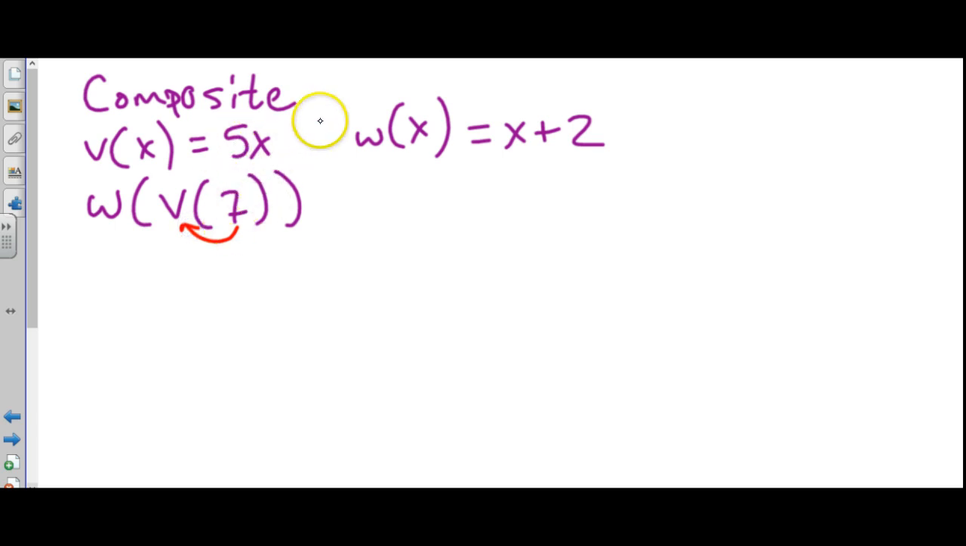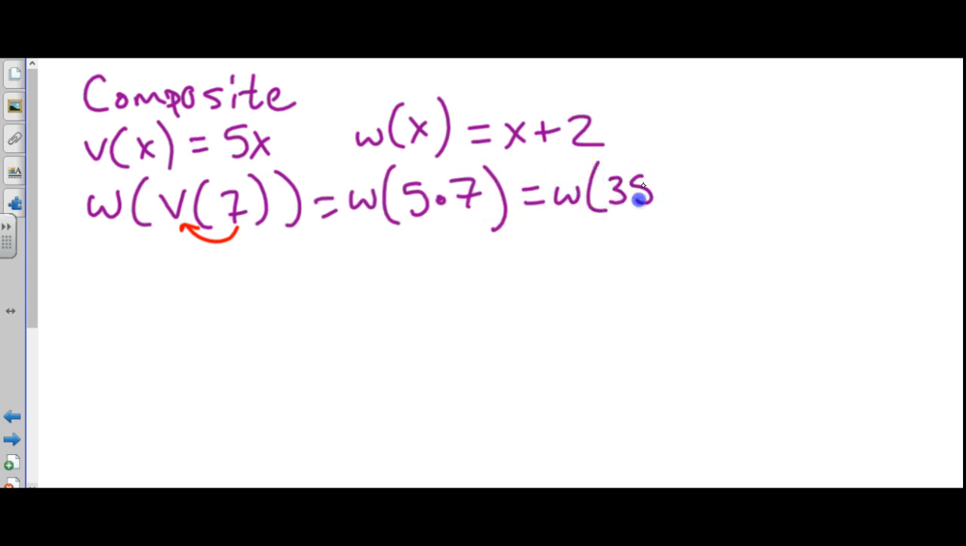So v is 5 times x. We haven't touched w yet, so it's still going to be there. v is 5 times x, but instead of writing x, I'd write 7. So that would become w of 35. Now w, we're going to replace the letter x again, but this time with 35. So 35 plus 2 would give me 37. So again, we work our way inside out. 7 into v, find a number, that number into w.